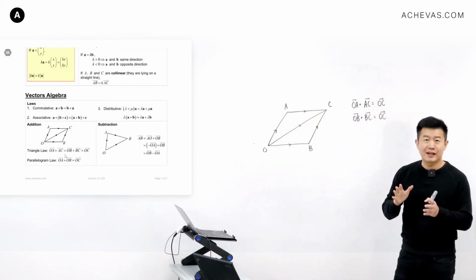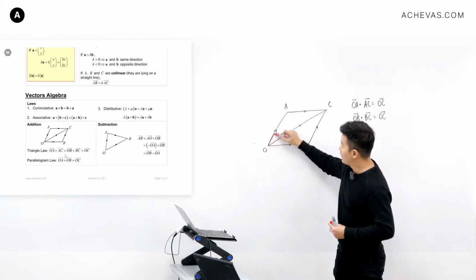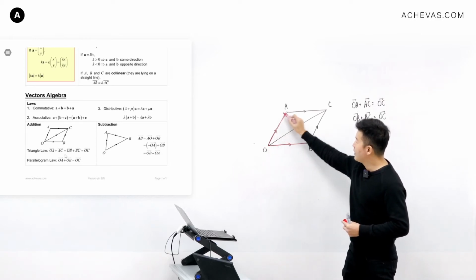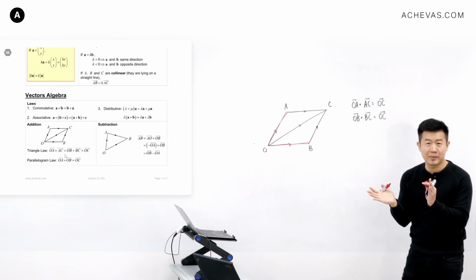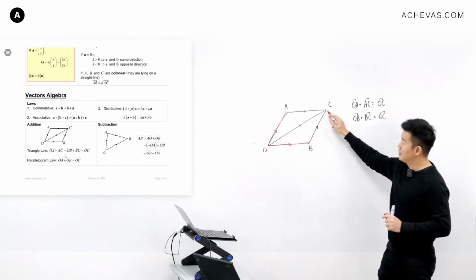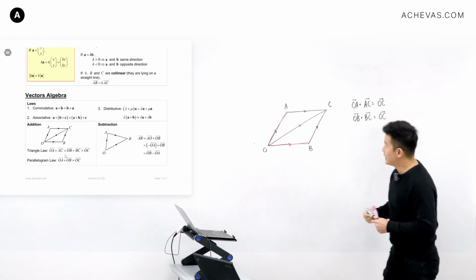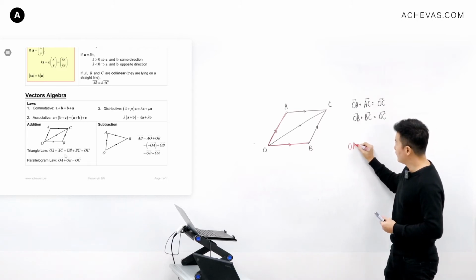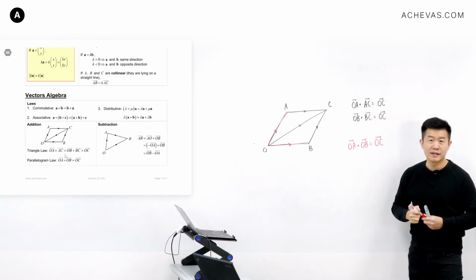At the same time, there's this other thing called the parallelogram law. Parallelogram law says that if I have two vectors, let's say OA plus another vector OB, and I build a parallelogram where OA and OB are the sides of the parallelogram, then the diagonal of the parallelogram will represent the result of the addition of the two vectors, which means that if I were to apply the parallelogram law, then vector OA plus vector OB here is going to be equal to vector OC.